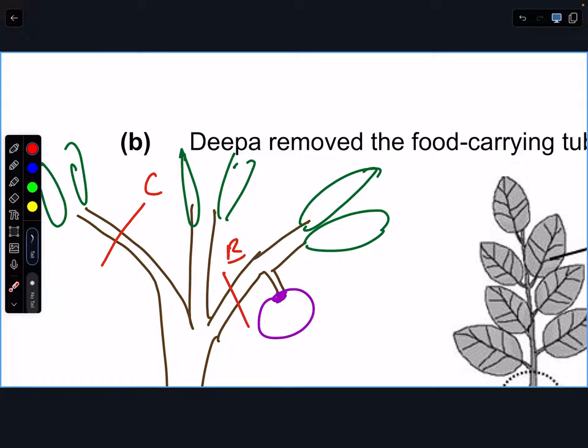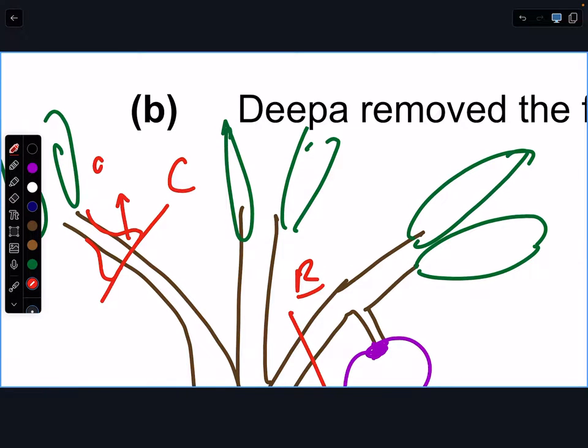I repeat again. Food cannot be transported from the leaves below point C because food carrying tubes are removed. That statement, food carrying tubes removed, must be there. The consequence would be that it starts to swell. Why swell? Because there is an accumulation of food. Okay, so it swells. Scenario number 1 for cut C.